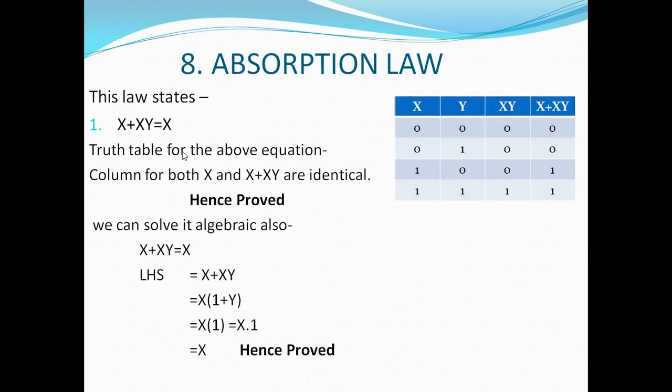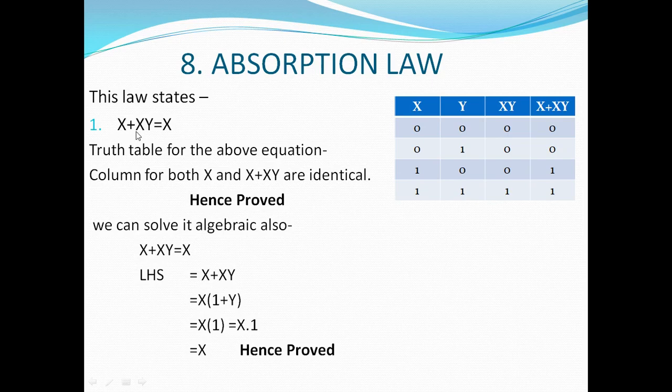Now the last theorem we have is the absorption law. This law also states two equations. The first is x plus xy is equal to x. We can either prove it using a truth table or algebraic way. First we'll make a truth table. Two inputs we have, so we'll make a 2-input truth table. 4 possible combinations we have made.